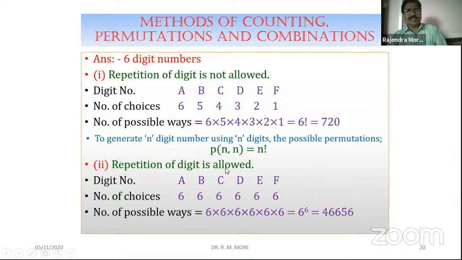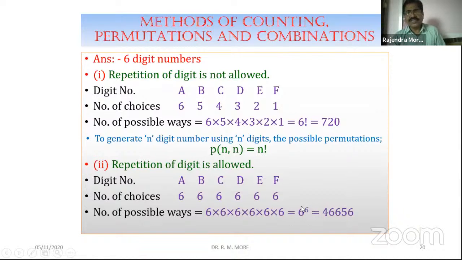In the second case, if the repetition of the digits is allowed, then when we fill the first digit, 6 chances are there. When we fill the second digit, of course, again 6 chances are available because repetition is allowed. That is, if you fill the first digit A as a 5, then we are allowed to fill B as a 5 also because repetition is allowed. So in this way, for the third digit 6 and so on. So all the possible combinations are there. What is the number of possible ways? 6 multiplied by 6, that is 6 raised to 6.